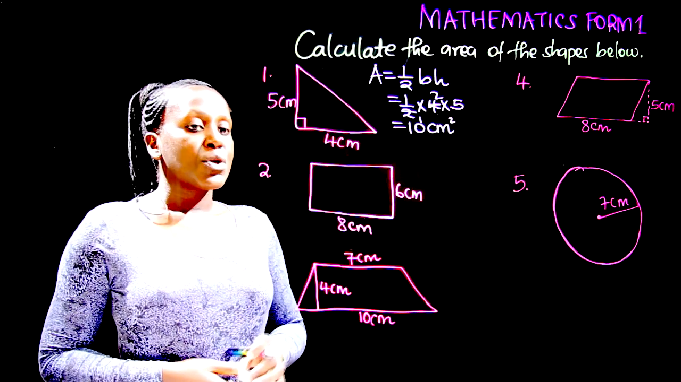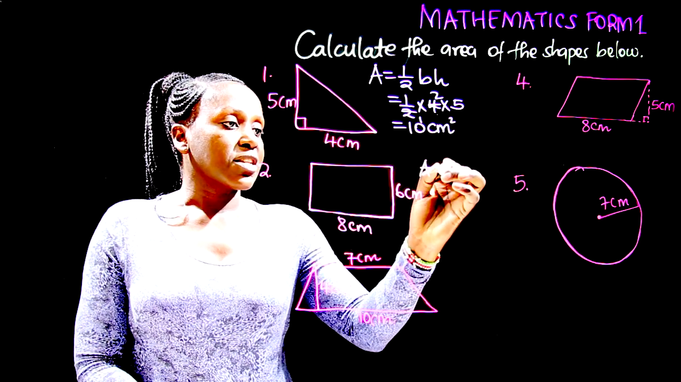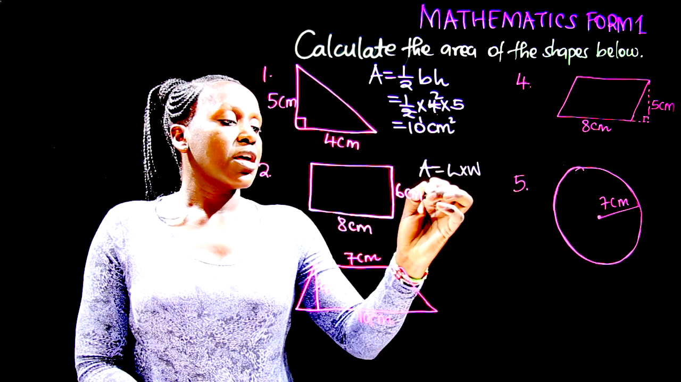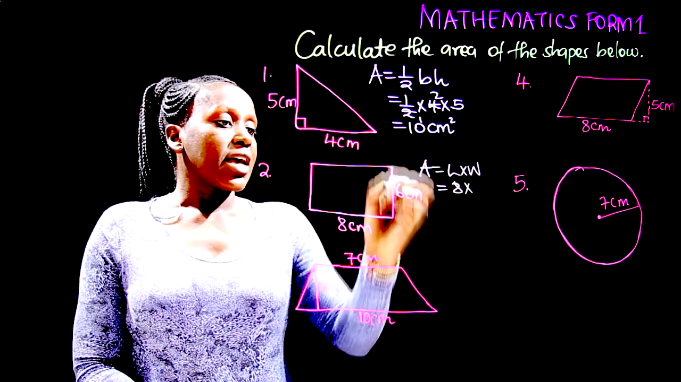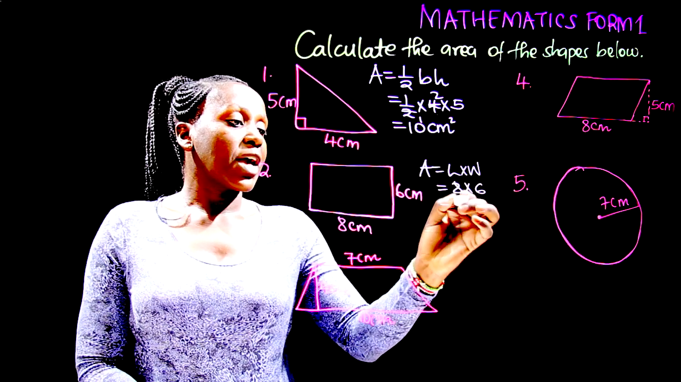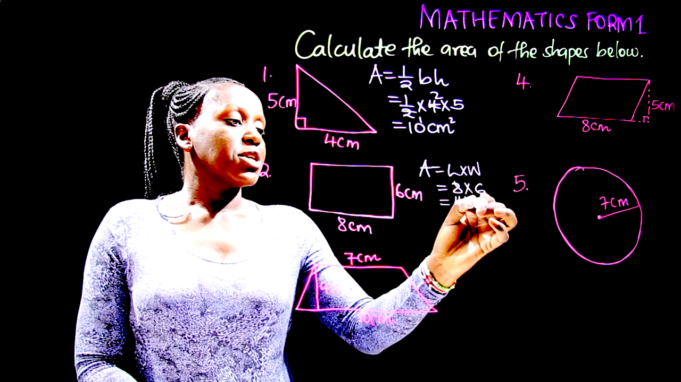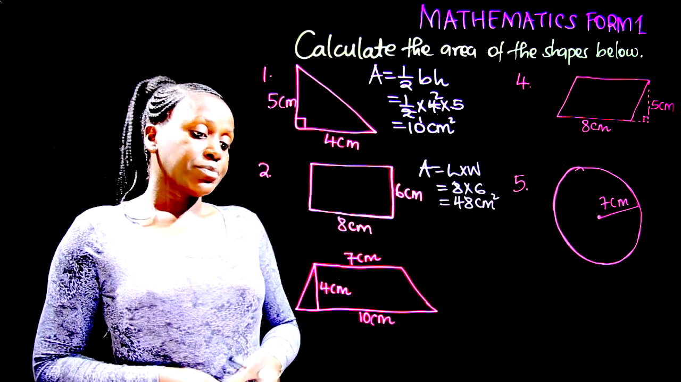Then, number 2, we have a rectangle. The area of a rectangle is given by length times width. So length is 8 centimeters. The width is 6. When you multiply 8 by 6, you get 48 centimeters squared. Do not forget the units.